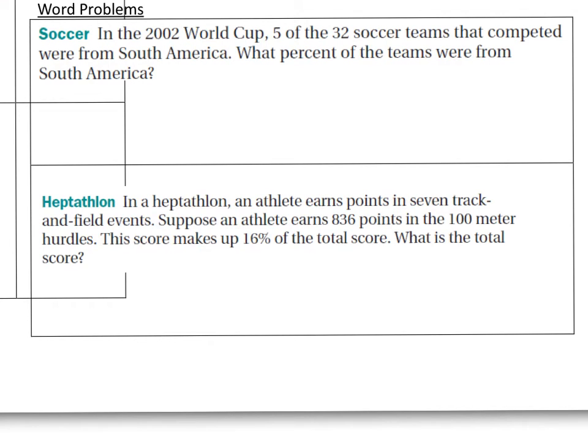Word problems. Soccer. In the 2002 World Cup, 5 of the 32 soccer teams that competed were from South America. What percent of the teams were from South America? So I know that 5 would be the part, and 32 will be the base, because the number after the word of, which is 32, will be the base. The number before of will be the part.